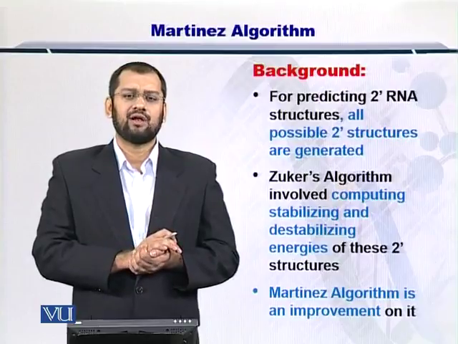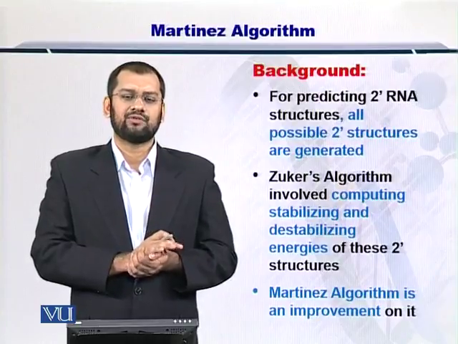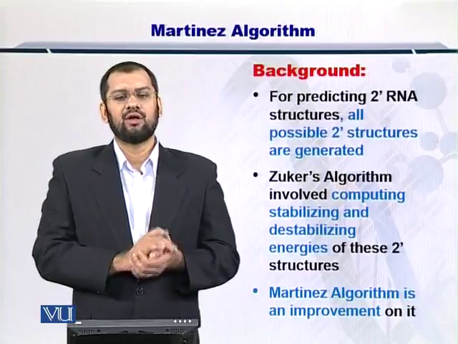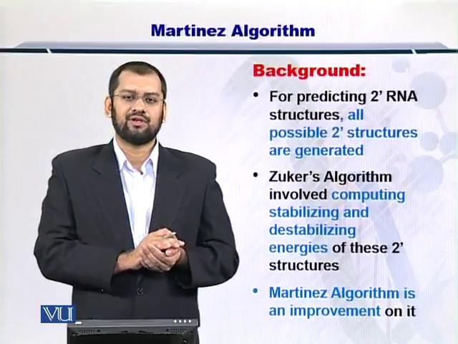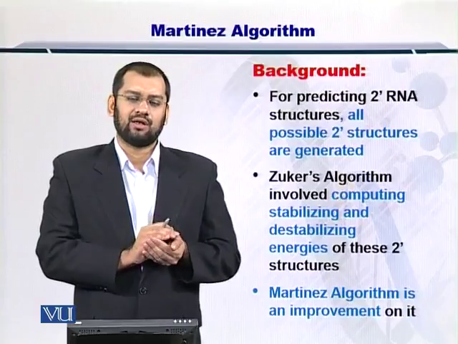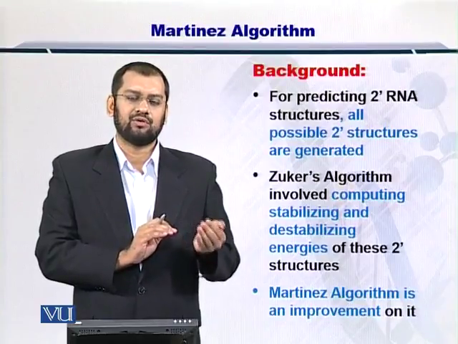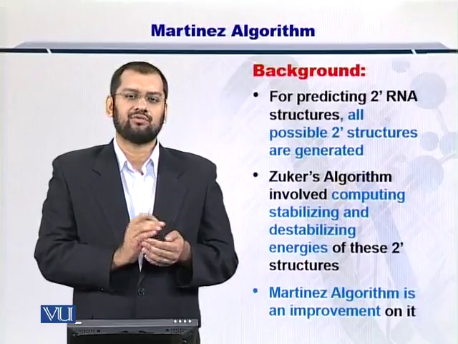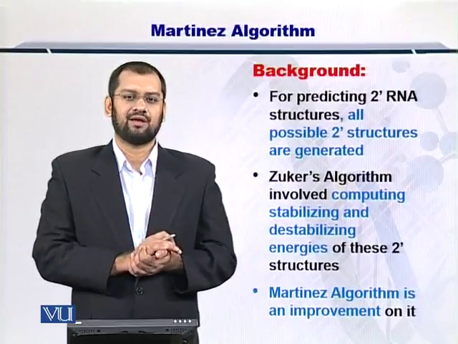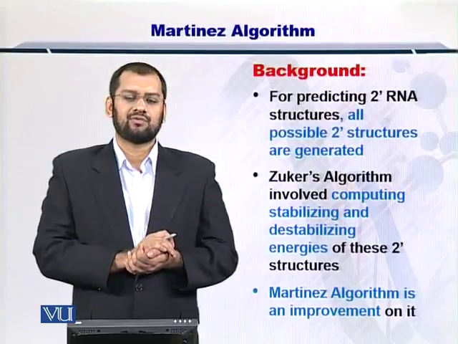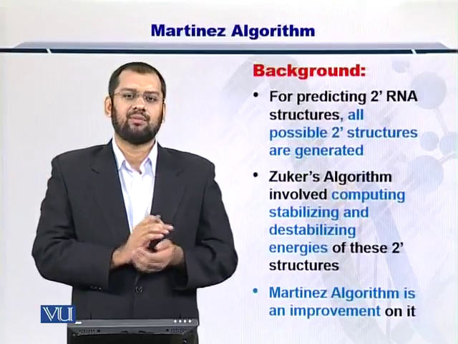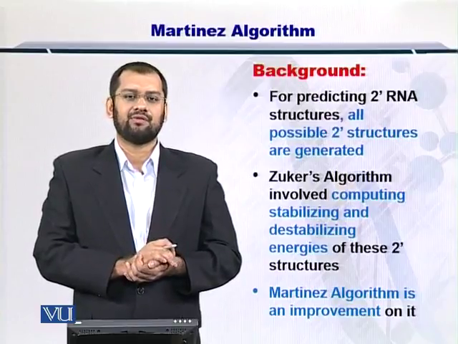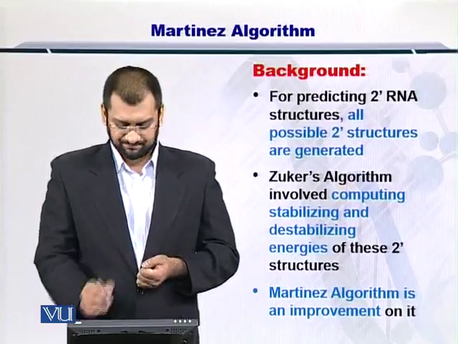As you know, Zucker's algorithm was used to compute the secondary structure. In Zucker's algorithm, what we did was we looked at the positive energies that were given by the unpaired nucleotides and the negative energies that were given out as a result of the coupling of complementary nucleotides. This created a lot of combinations and the problem became difficult to solve. Martinez algorithm is an optimization for Zucker's algorithm.